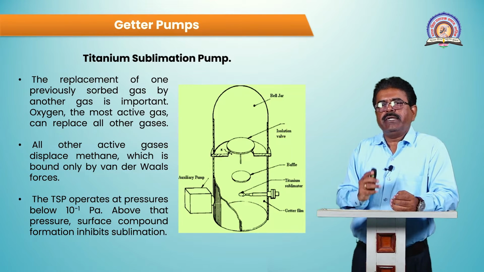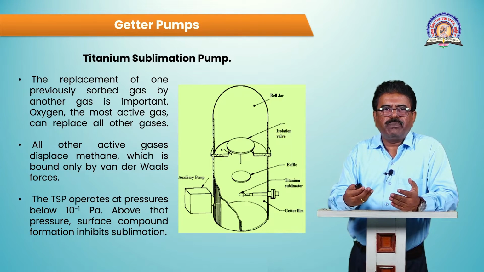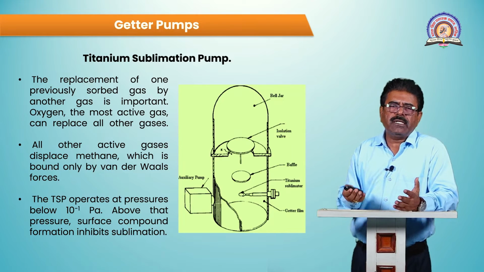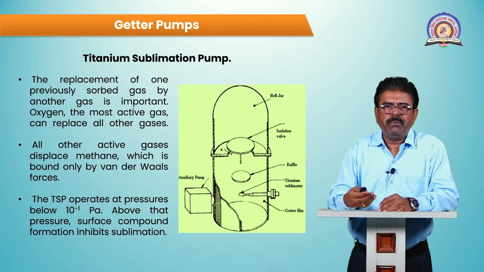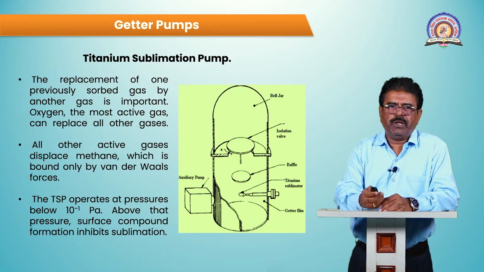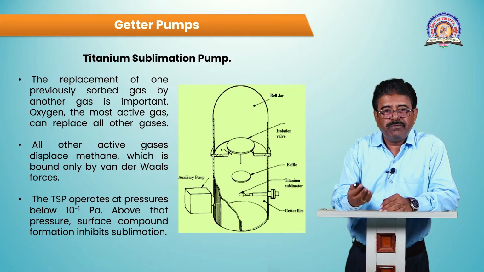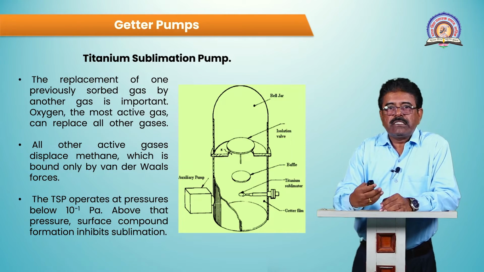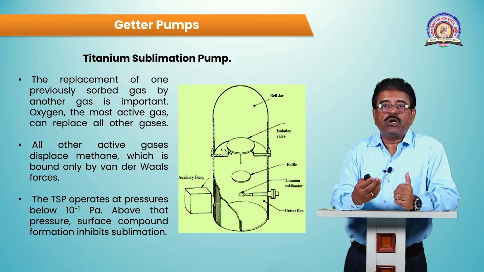Now the starting condition for this titanium sublimation pump: you should start at a pressure well below 10 raised to minus 1 Pascal. Why should we start at such a low pressure? Because if you try to operate this vacuum pump at a pressure higher than this particular value, that is 10 raised to minus 1 Pascal, what will happen? The difficulty is that at pressures above this value, surface compound formation will inhibit the process of sublimation.